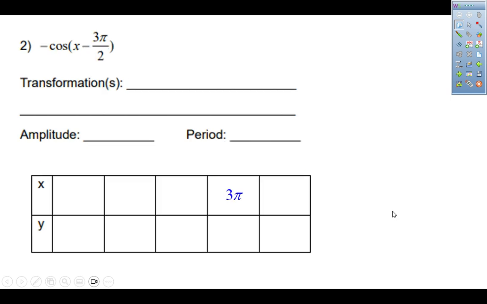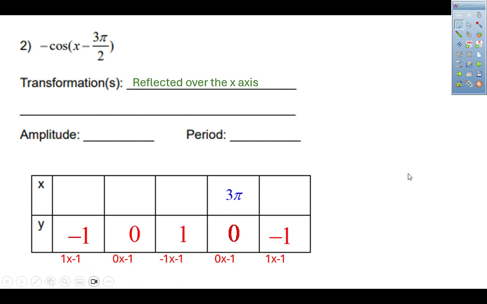All right, let's look at the second one. The second one has a negative in front. That negative is called a reflection. And the reflection will impact the y values because it's going to take what once was at 1 and flip it down to -1. So the values are changing slightly. I'm multiplying all the y values by -1.